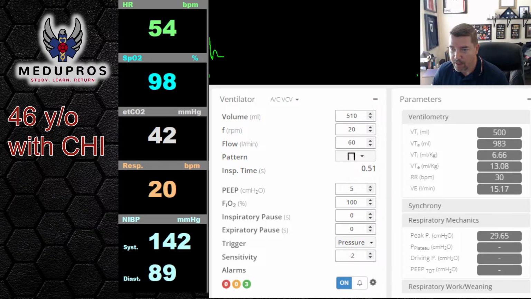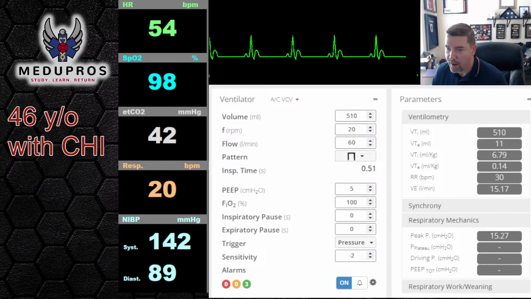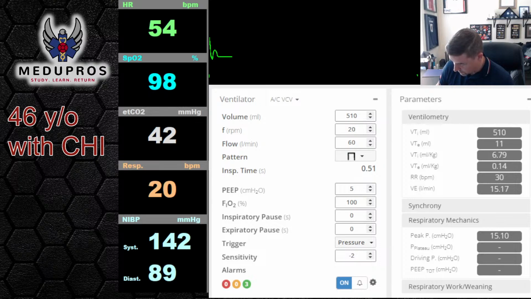So here's our 510. Here's our 20. The flow and the rise time pattern, all that's just specific to whatever vent you're using. We don't need that right now. We've got PEEP of 5, FiO2 of 100% set. Sensitivity is set at -2 of pressure. So anyway, none of that's a big deal. All right, so we've set 510. And what we see here is about 510, and it waxes and wanes a tiny bit, but essentially we're hitting our 500, between 500 and 510 per breath. That's pretty good.